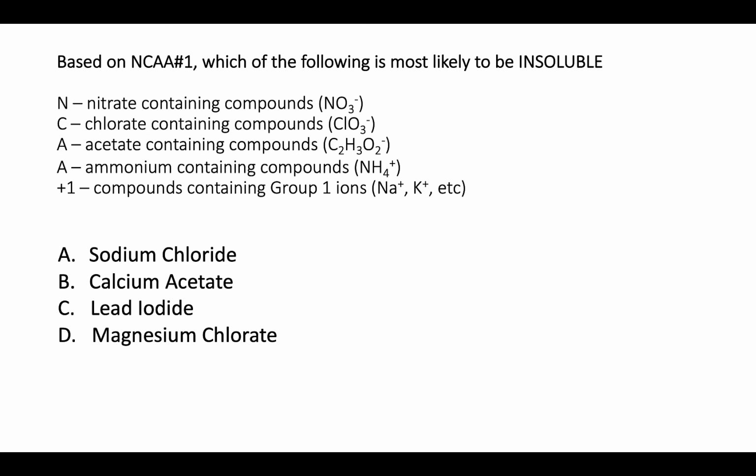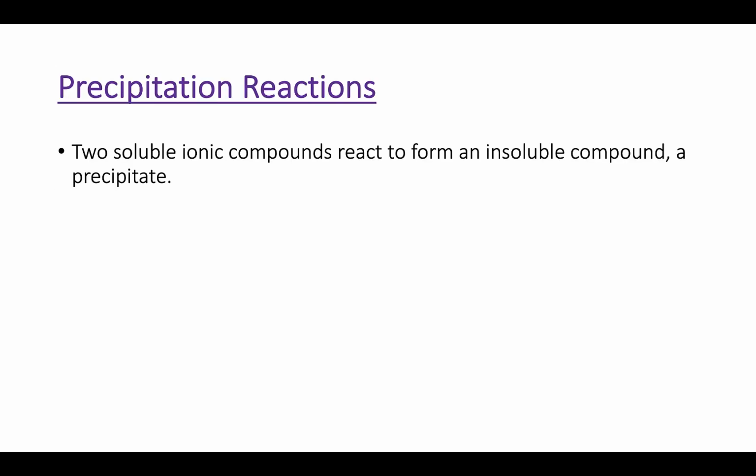All right, hopefully you paused the video and registered an answer. Take a look at the following, and the answer should be lead iodide, right? Because as we see, the rest of them all have an anion or a cation that fits into this NCAA number 1 category, right? Sodium chloride has sodium, that's a group 1 metal. Calcium acetate has acetate, which is A, acetate. Magnesium chlorate has the chlorate, which is the C here. The other 3 are all satisfied by NCAA number 1, meaning they're all soluble, and it's lead iodide that may not be soluble, most likely to be insoluble.